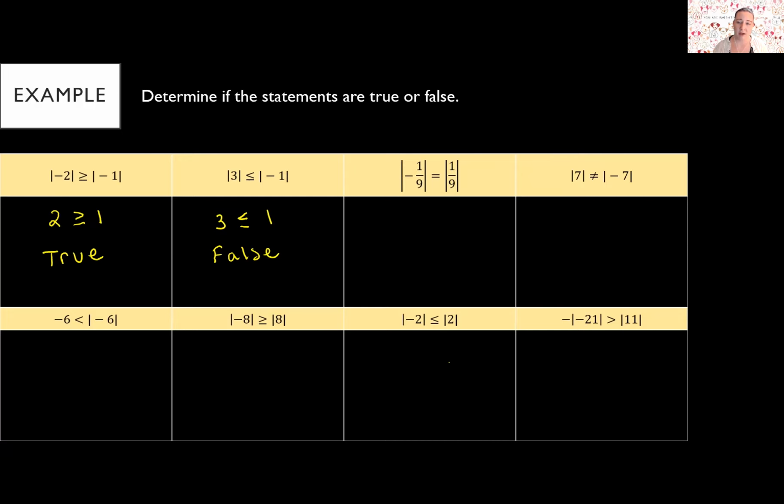Next, we have the absolute value of -1/9 equals the absolute value of 1/9. So absolute value makes things positive. Whatever's inside is positive. So that's going to give us 1/9 on the left. And then we have 1/9 on the right. When we take that absolute value, those negatives disappear. Now we have 1/9 equals 1/9. Well, that is true. There's the same thing on both sides. So that means the original absolute value of -1/9 equals absolute value of 1/9 is true.